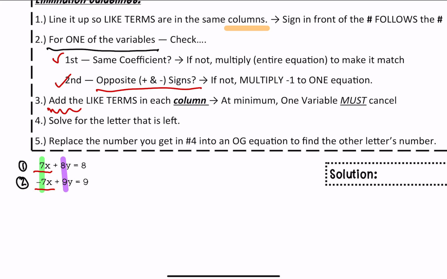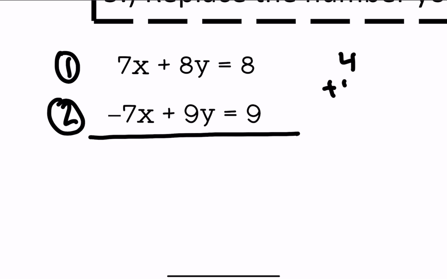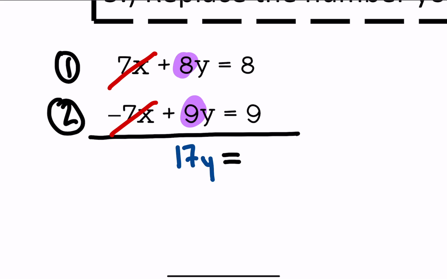So now it's time to add the like terms in each column. I'm going to erase all this mess and do some math. I'm going to add these. And remember, if you did like 4 plus 4 when you were a kid, you had this little bar here. We're going to use that again. So 7x minus 7x cancel. I'm going to cross those out. This leaves us with 8y plus 9y, which gives us 17y. Bring down the equal sign. You can't add equal signs.